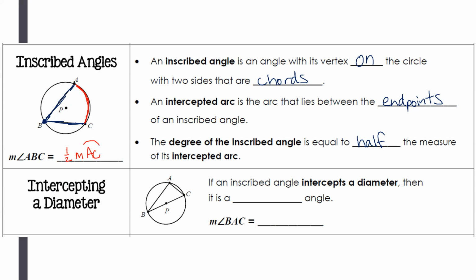And with that comes our intercepting a diameter. If an inscribed angle intercepts a diameter, then it's going to be a right angle. And let's talk about why. Here we have a diameter, right?